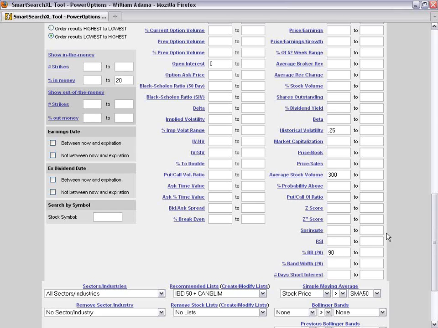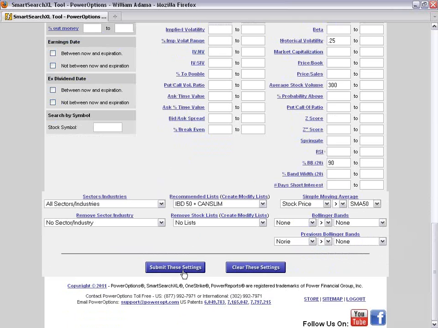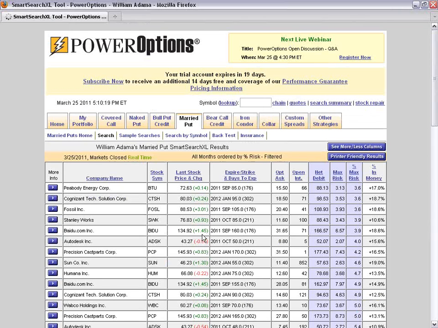So let's go ahead and put in 90 and see if there are any stocks in this list that are up near that upper Bollinger Band. Great, got a lot of them.